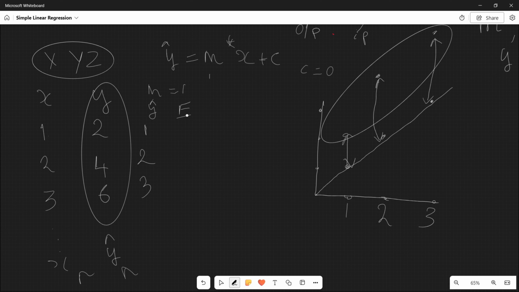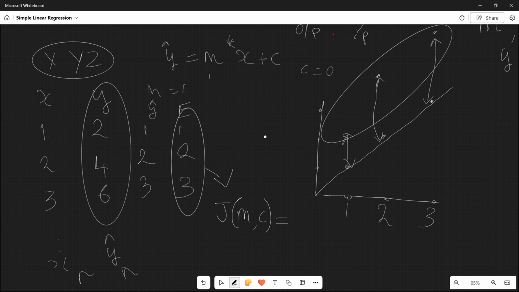The error function is defined as the difference between the actual and the predicted for each data point. So here, the data set has an error of 2 minus 1, which is 1, 4 minus 2, which is 2, and 6 minus 3, which gives me 3. So 1, 2, 3 are the errors. When I sum up all these to get the total error, it is called the cost function. So the cost function can be named as J of m and c, summing up all the errors.